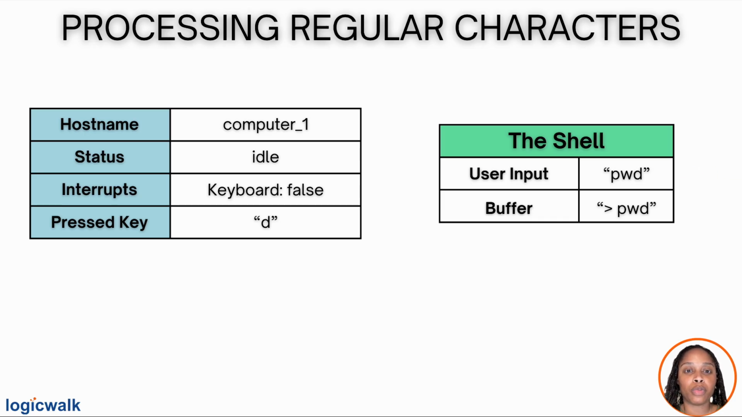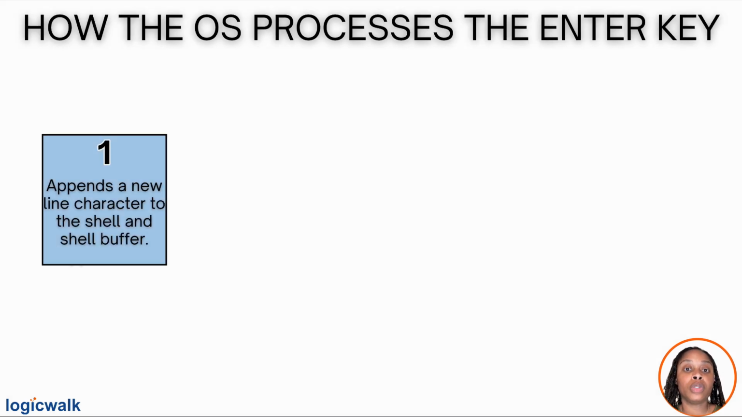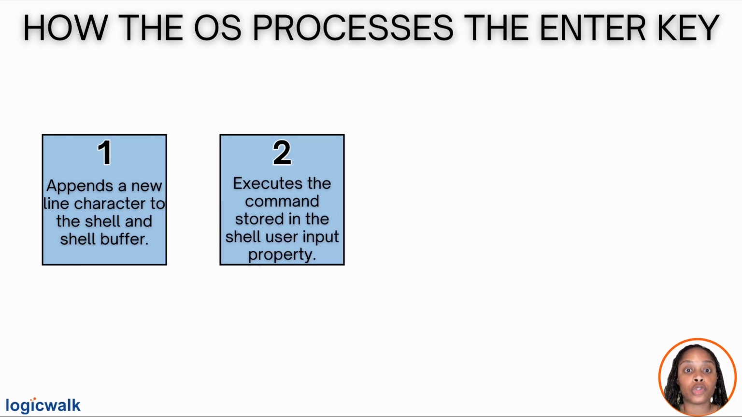Next, let's see what happens when we press the enter key. Upon pressing enter, the Logic Walk OS performs the following actions. It appends a new line character to the shell, which also gets copied to the shell buffer. It executes the command stored in the shell user input property, in this case PWD, the command we used in the last lesson to print the name or address of the current folder.